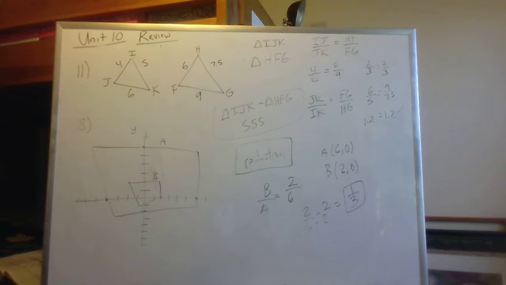So I want you to do 21 and 22 on your own. And then also 25 is a translation. I know I did one of those. So you're just going to graph that triangle and then translate it 5 to the left and 4 vertically up.